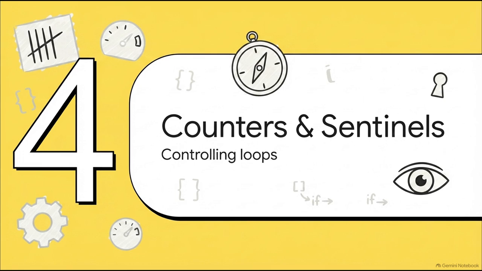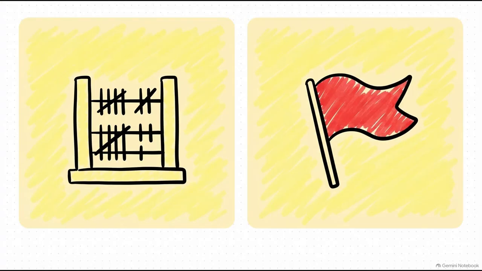Which brings us to Section 4, counters and sentinel values. To avoid those catastrophic browser crashes, we have to explicitly tell our loops when to quit. There are two main ways to do this: definite and indefinite repetition. Definite repetition uses a counter, which is perfect when you know exactly how many times to repeat something, like processing exactly 10 student grades. Indefinite repetition uses a sentinel value.